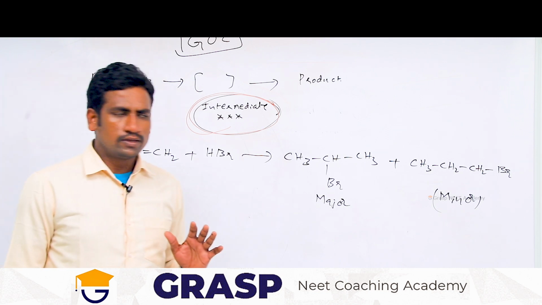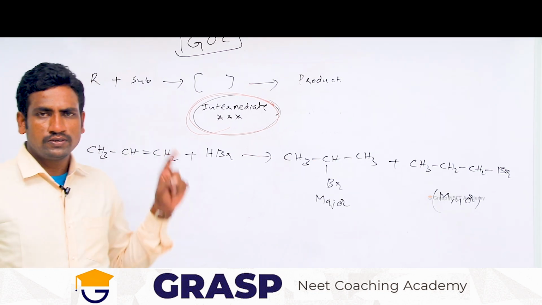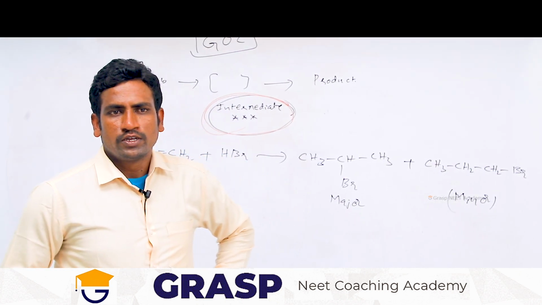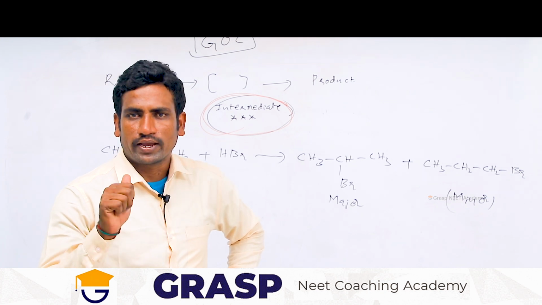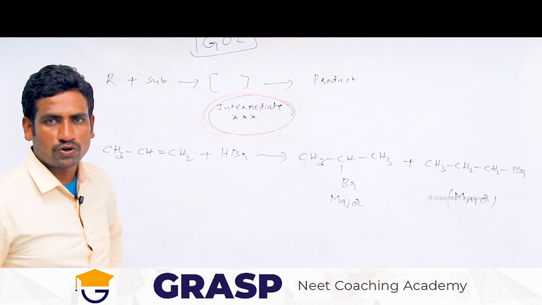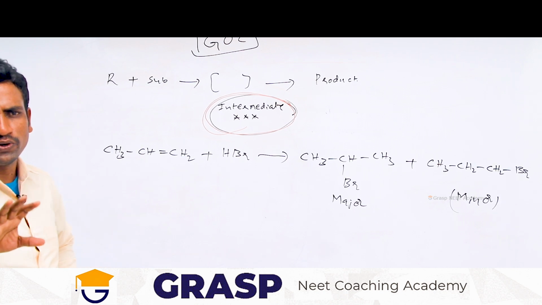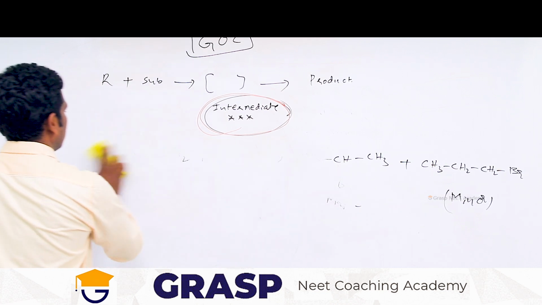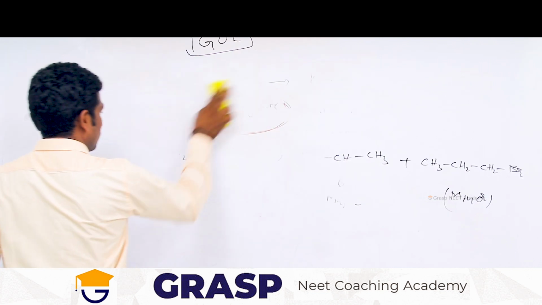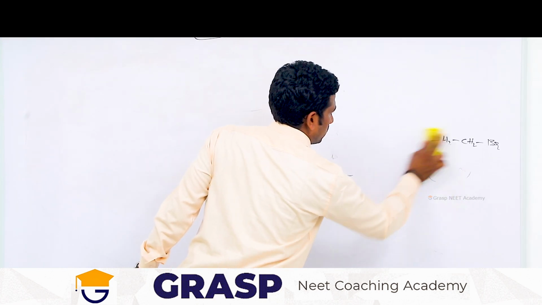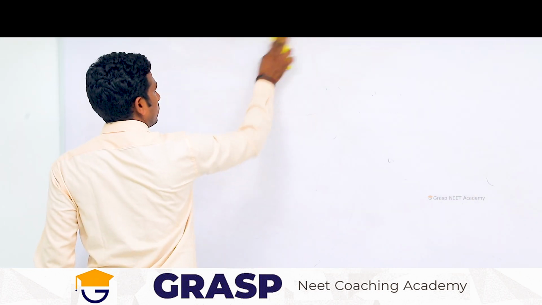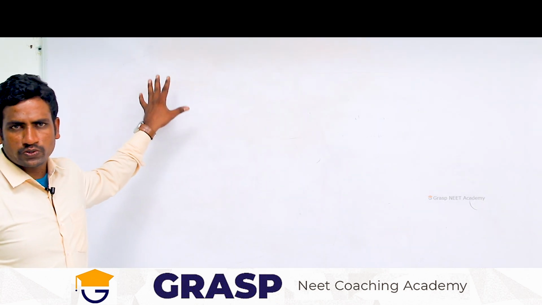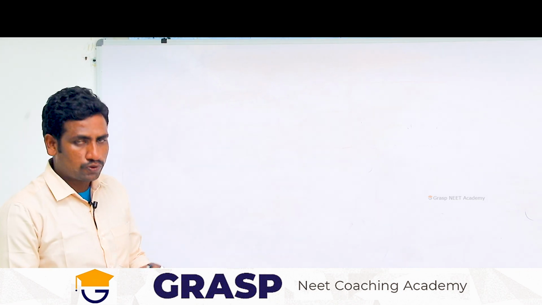So why GOC is important: first you need to learn about the stability of intermediates. Which intermediate is more stable? Why is the other one not stable? What factors do you apply? What factors are affecting this stability? That is called electronic displacement in the covalent bond. That subtopic in GOC I am going to discuss with you.